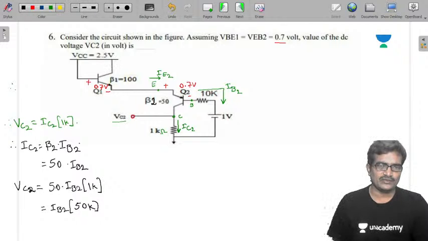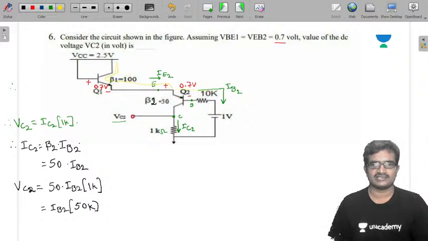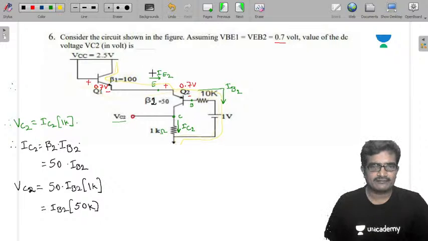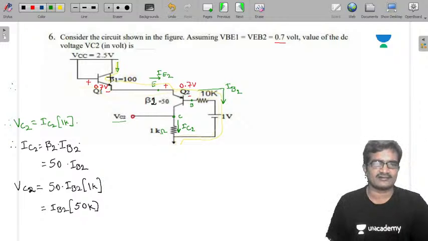See, to go this side, this is one option. From here, here, here, here. This is one option, like this. And another option is this one. Go like this. Here the problem is, if you move this side, we don't know the value of VCE1.